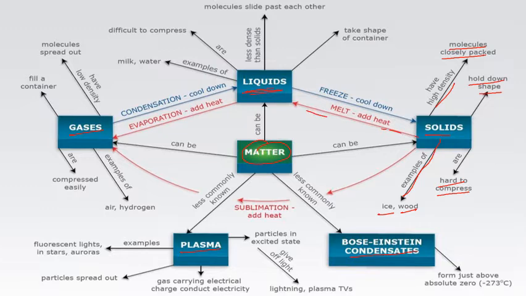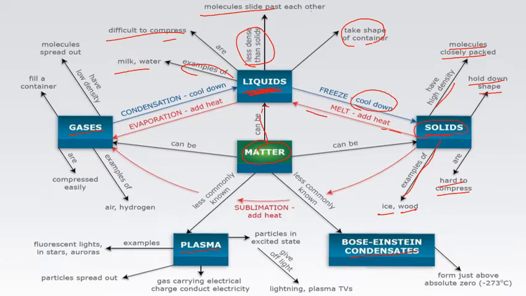Another state of matter, the second state, is liquids. Here the properties of liquids are also given in the flow chart. Liquid examples are milk and water. These liquids are difficult to compress, and in liquids the molecules slide past each other. When compared with solids, the density of liquids is less, and they take the shape of the container. And liquids on freezing, on cooling down, will form the solids.